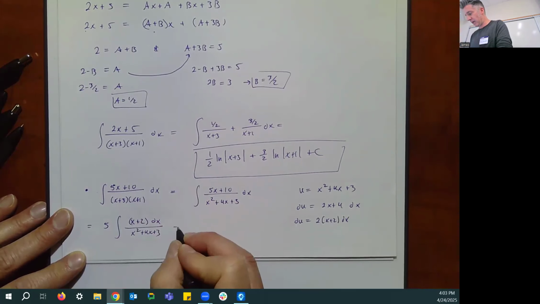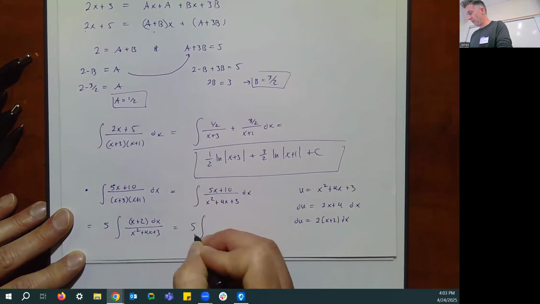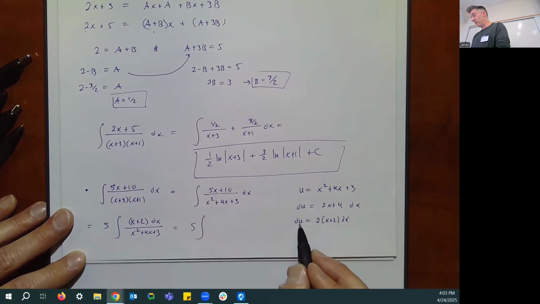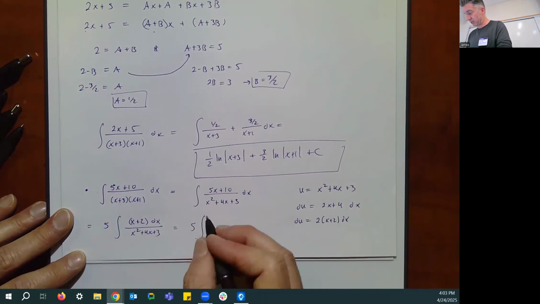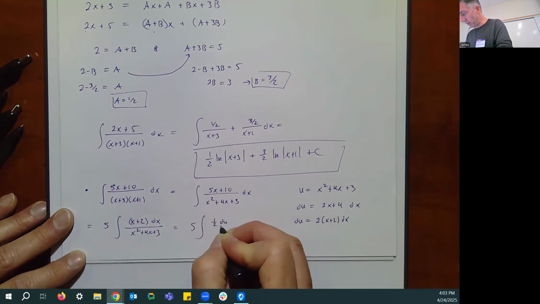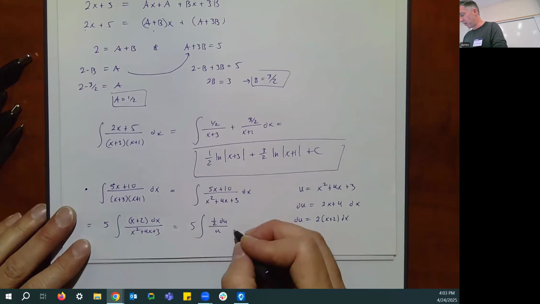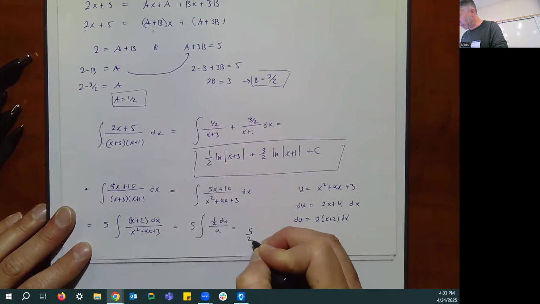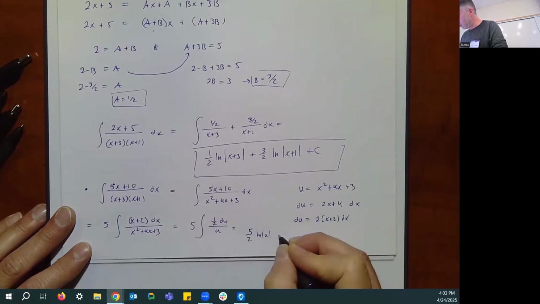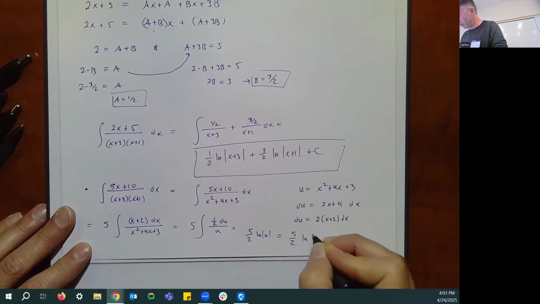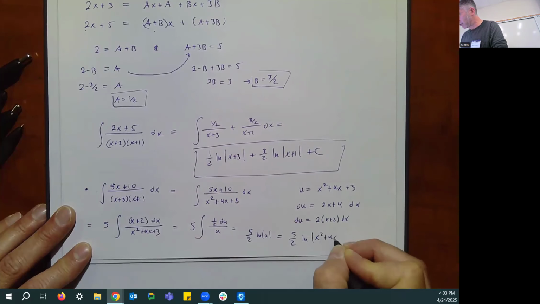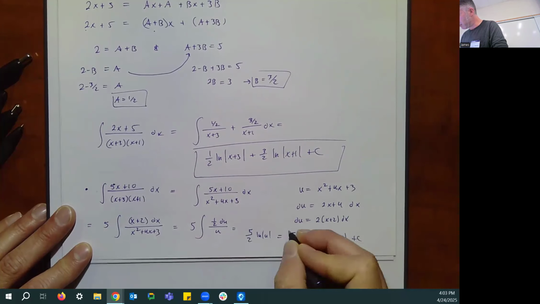So really, I should write this as 5 times the integral of, let's see, du divided by 2 is my x plus 2 dx. And my bottom is just u. The moral of the story being, look for the u substitution. Unless it's really, really obvious, you can't do one. So here we're just going to get 5/2 natural log of the absolute value of u, which is 5/2 natural log of the absolute value of x squared plus 4x plus 3 plus c.